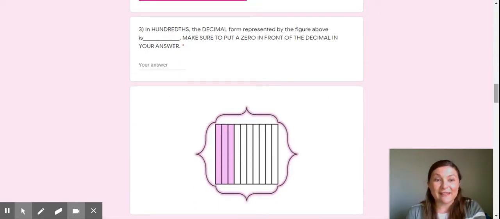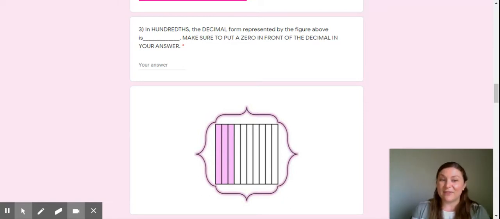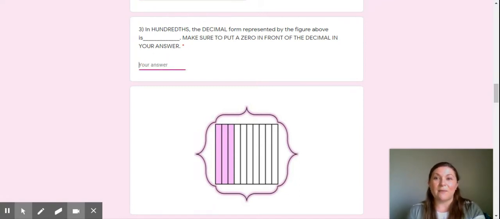Okay, number 3. In hundredths, the decimal form represented by the figure above is, oh, I know that. If I have 30 hundredths, I know that I have 30 cubes. I also know this means 30 cents. Look at the clue. It says make sure to put a 0 in front of the decimal. So you need to write all the answers like this: 0, decimal, and then what did I have as my numerator? 30.